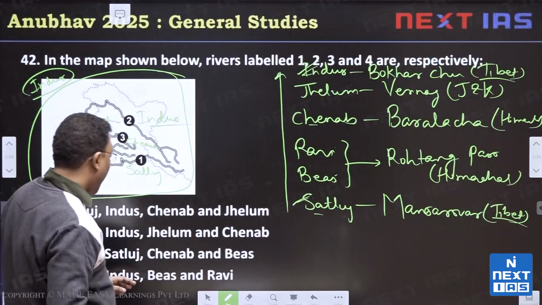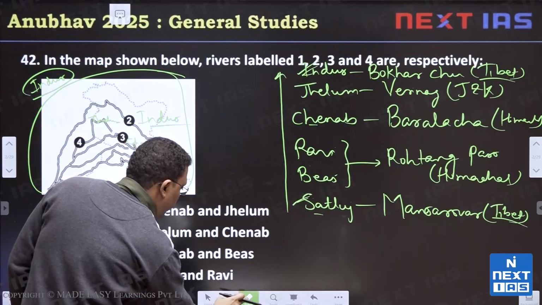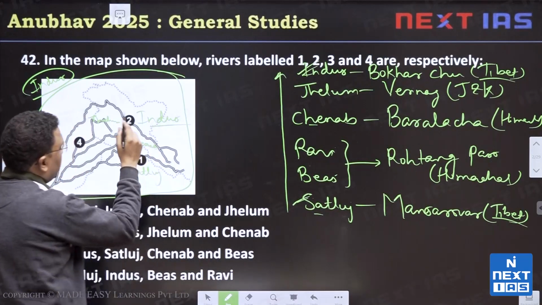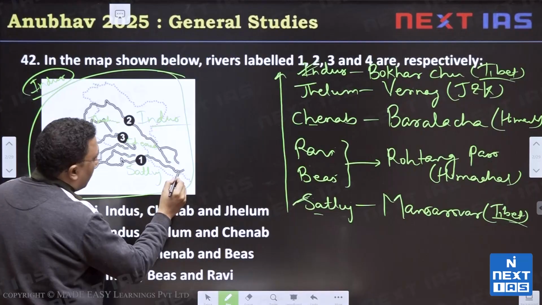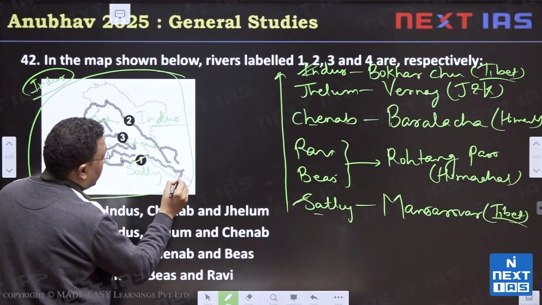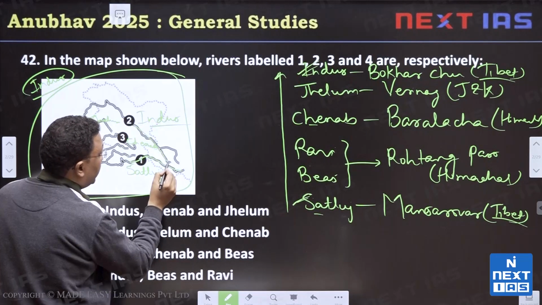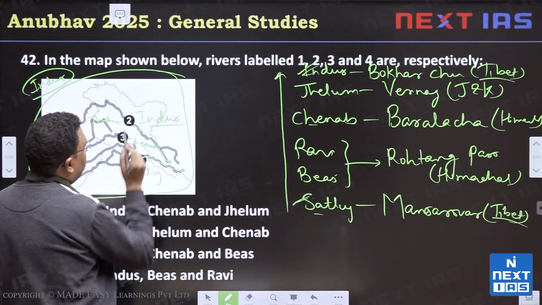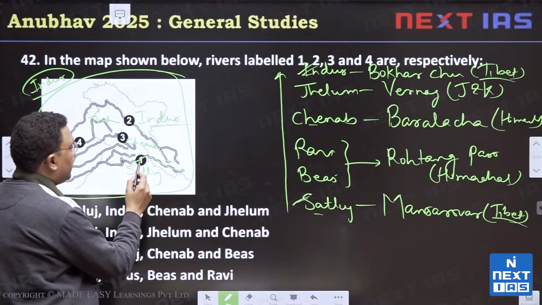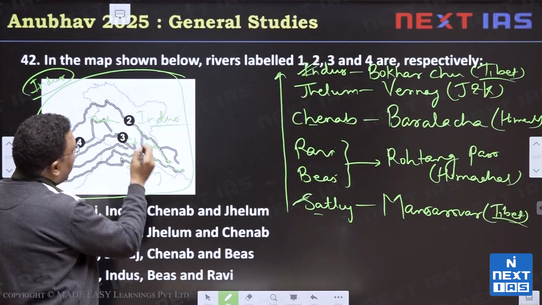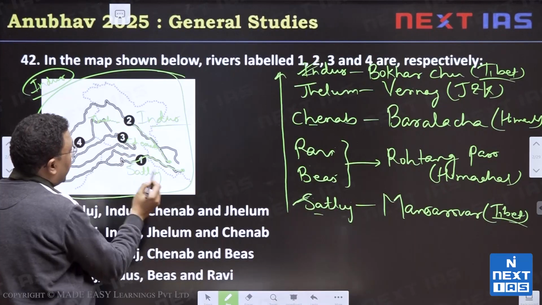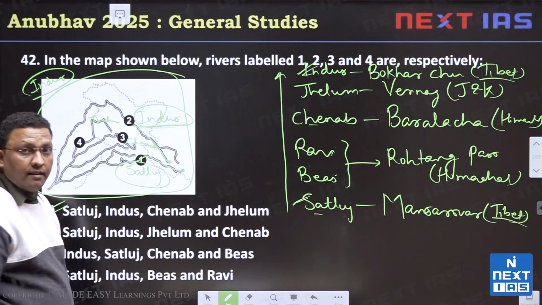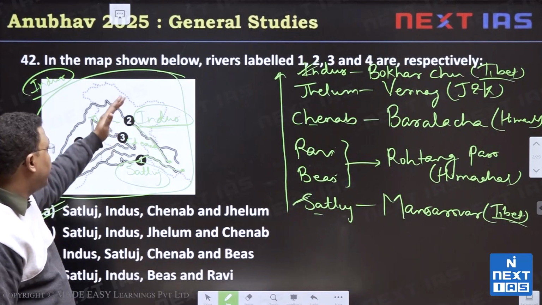Now let's see the map given here. If you see here, out of all the rivers given, only two rivers, this one and this one, are originating in the Tibetan region. So that means they have to be Satluj and Indus. And if you compare these two rivers, 1 and 2, the second river is obviously looking larger than the first river. So the second has to be Indus and the first has to be Satluj. So we have identified the first and second river.